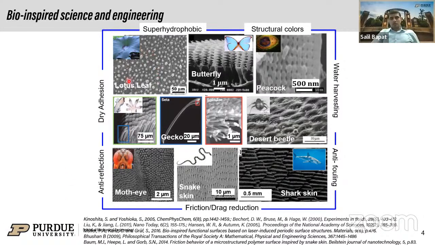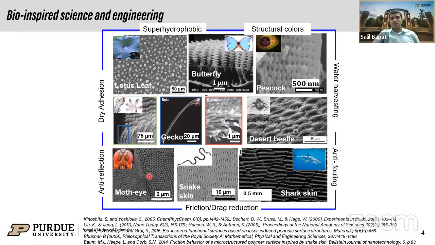On the top left, you see the lotus leaf, which is a superhydrophobic and self-cleaning surface. In the middle, you have a morpho butterfly, which has a radiant blue color, but that color comes from light interference and not from pigments. Same with the peacock feathers. Then you have gecko feet, which allow the gecko to climb on multiple surfaces without the use of adhesives. You have the desert beetle, shark skin for managing friction and drag in water, snake skin, and moth eyes for anti-reflection.